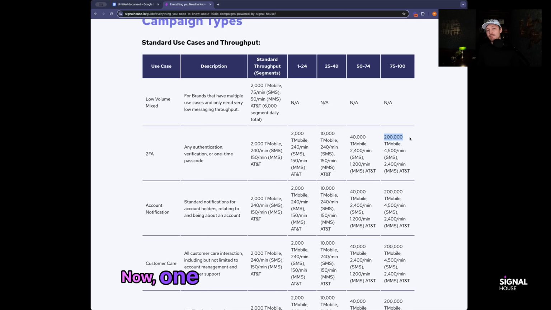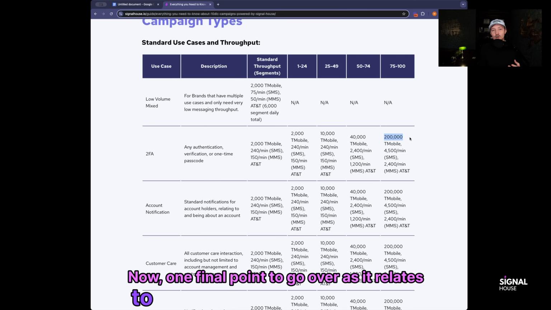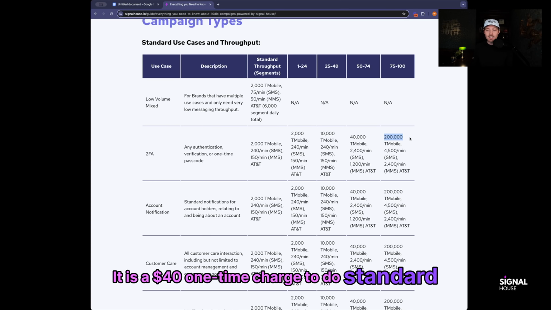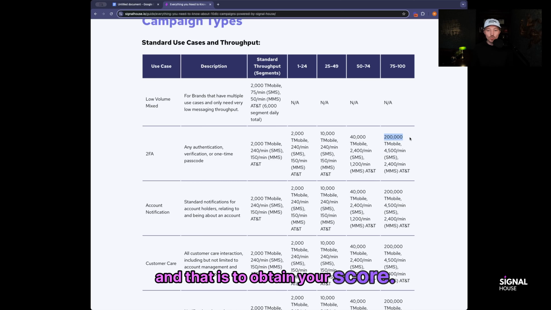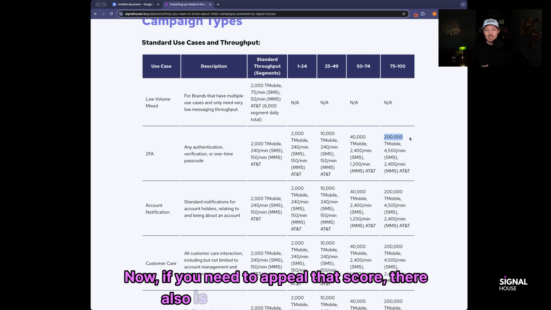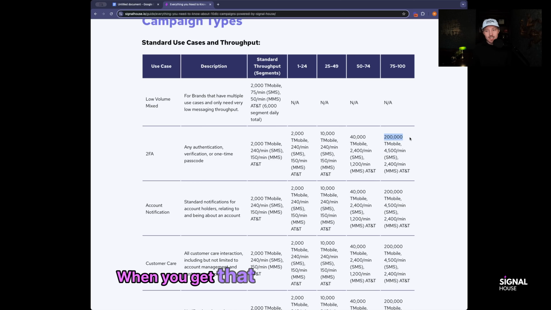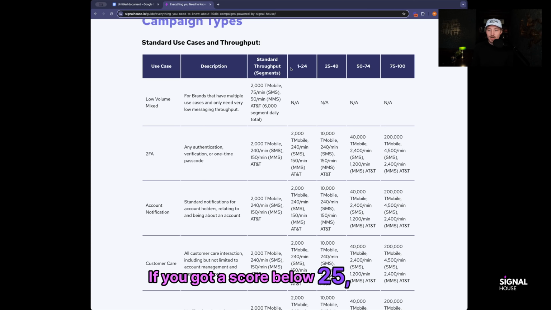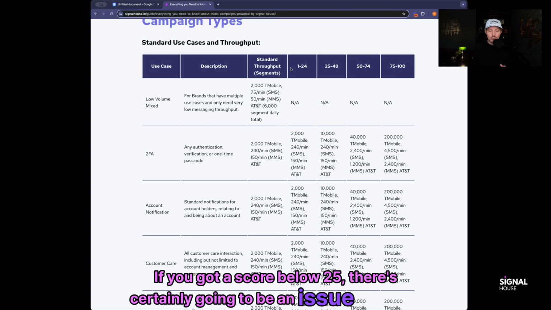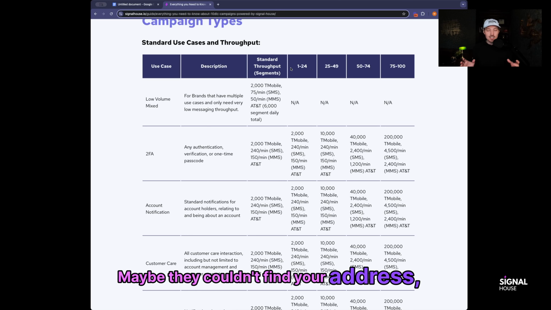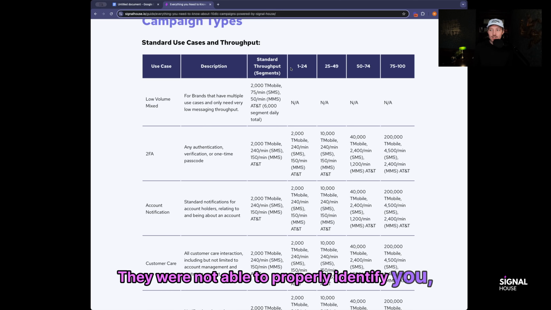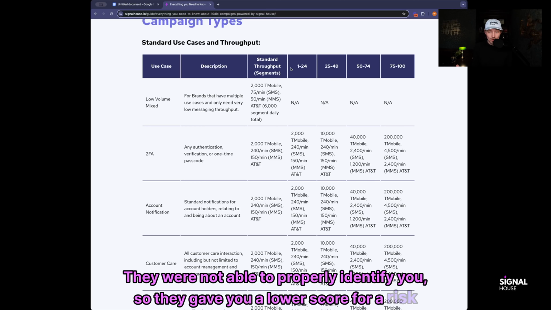Now, one final point to go over as it relates to all of this information is that there is a cost associated. It is a $40 one-time charge to do standard vetting, and that is to obtain your score. Now, if you need to appeal that score, there also is a process for that. When you get that score back, they're going to tell you why you got the score that you did. If you got a score below 25, there's certainly going to be an issue that they pointed out. Maybe they couldn't find your address, it wasn't properly matched up, or whatever the case may be. They were not able to properly identify you, so they gave you a lower score on a risk basis.